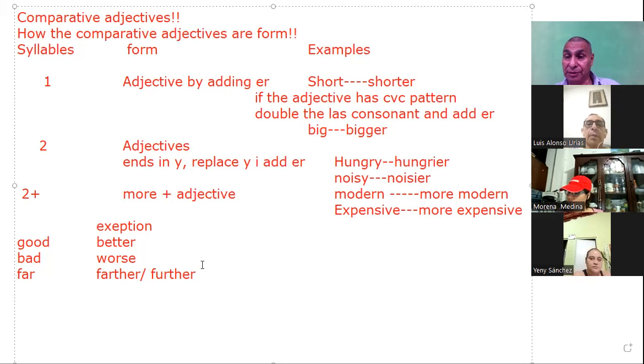Okay, let's see if we can make a sentence out of the exceptions. Luis, can you try to make a comparative adjective out of the adjective good? I want you to compare two things or two places or two people. Excuse me, teacher, can you please make a sentence using the exception good and compare either two people, two places, or two things? My house is bigger than yours. Good. I want you to make a sentence using the exceptions, either good, bad, or far.